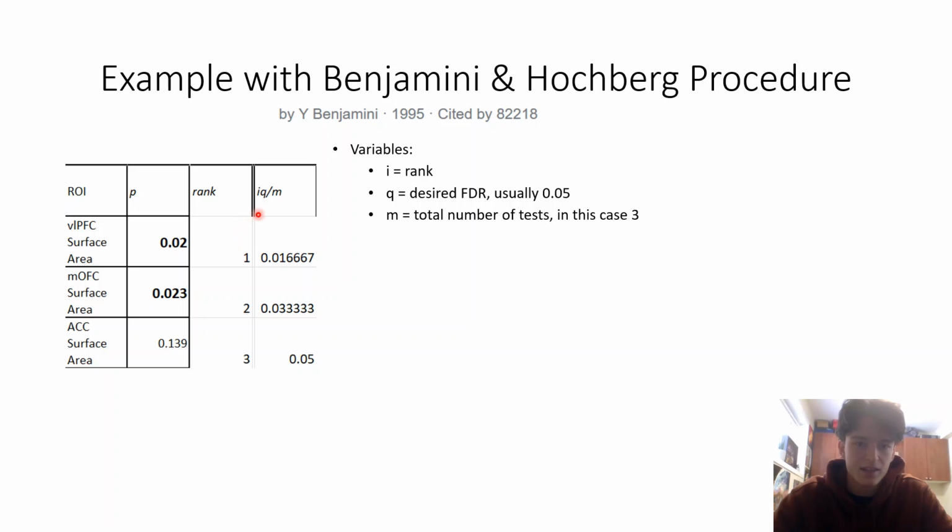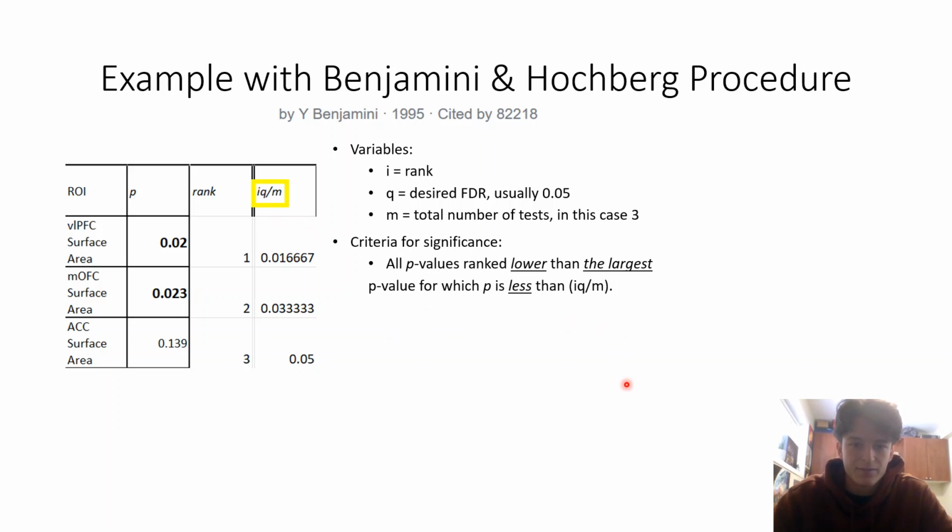So you need to calculate this value right here. I is the rank, so for instance, number 1. And Q is the desired false discovery rate. This is typically set at 0.05, but sometimes you'll see it set at 0.1. Kind of pick your battles. And M is the total number of tests, so in this case, it's 3. So to calculate for this first row, for example, I would do 1, because that's I, times Q. That was 0.05, my desired false discovery rate. So 1 times 0.05 divided by M, which is the number of tests, which is 3.